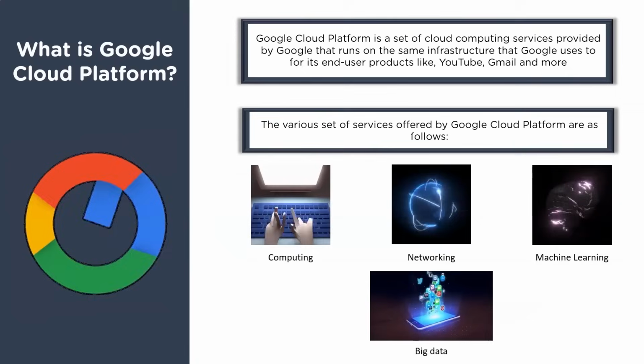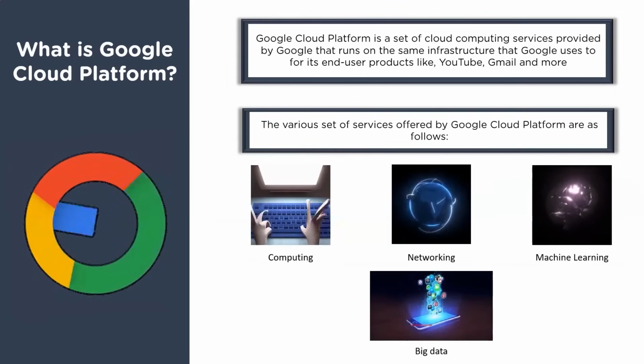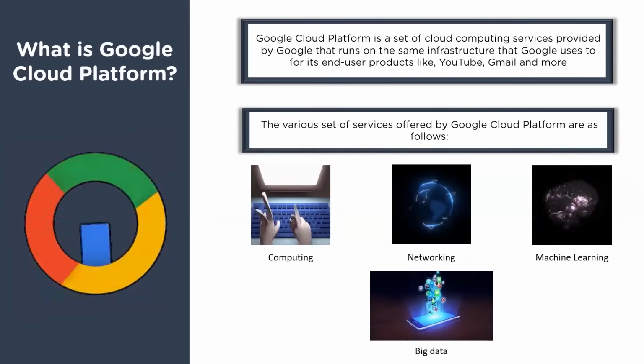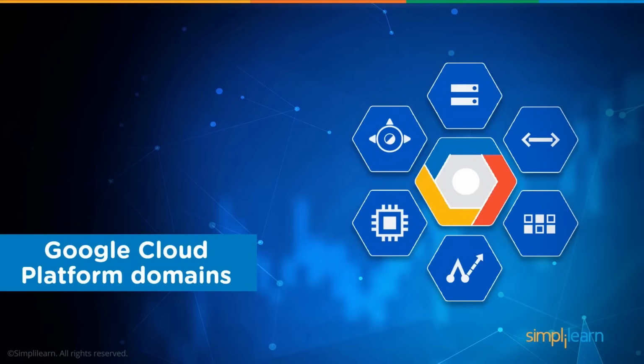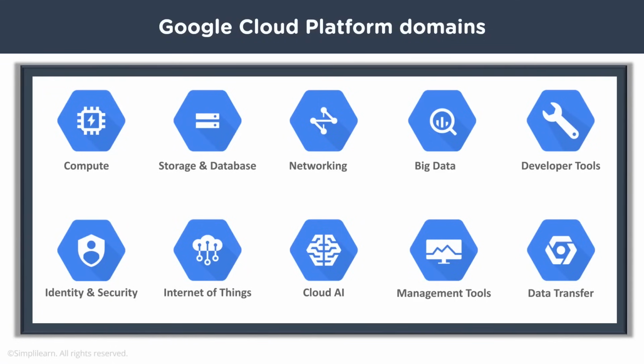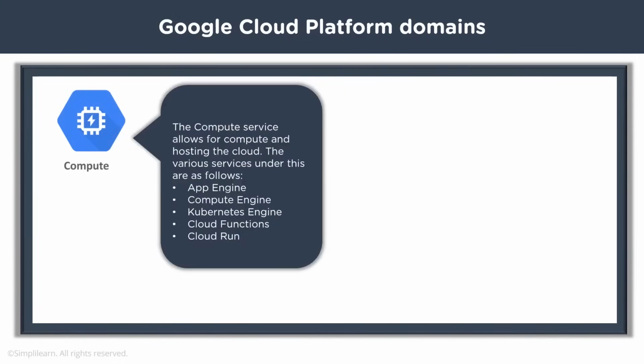There are also innovative solutions to work on big data and big data related technologies. Now, when we talk about Google Cloud Platform domains, we can break down these services into specifics, such as compute. The compute service allows for computing and hosting the cloud. When you talk about computing, there are different services such as App Engine, Compute Engine, Kubernetes, Cloud Functions, and Cloud Run.